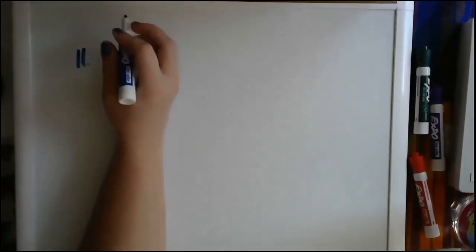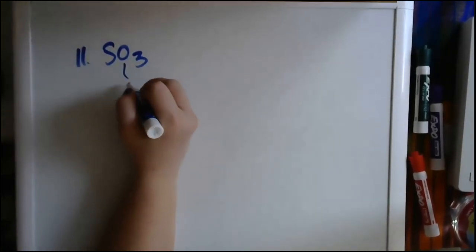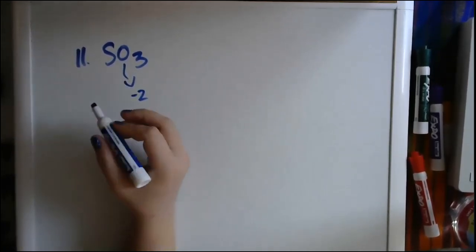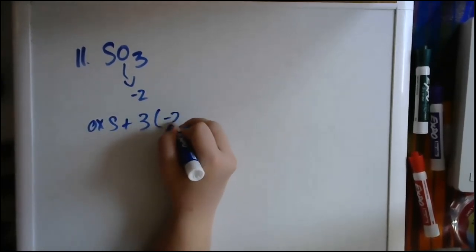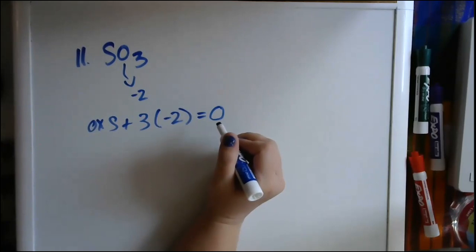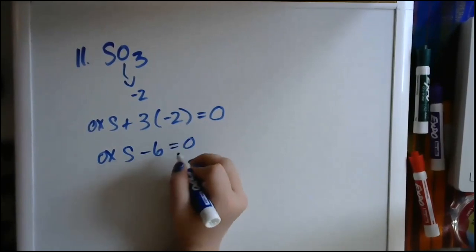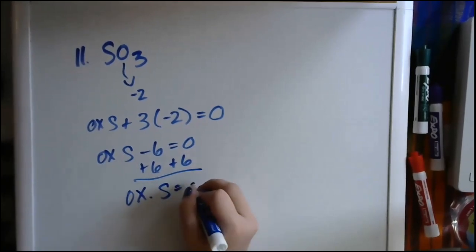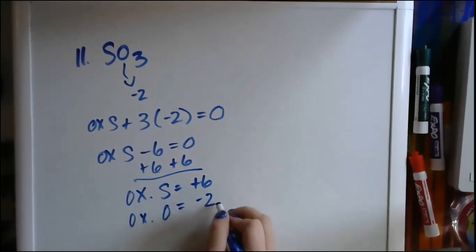Okay, number 11 is SO3. The first oxidation number that we run into here is -2. So we're going to say the oxidation state of sulfur plus 3 times the oxidation state of oxygen is going to equal 0 because SO3 is a neutral compound. The oxidation state of sulfur minus 6 equals 0. The oxidation state of sulfur is +6, and the oxidation state of oxygen is -2.